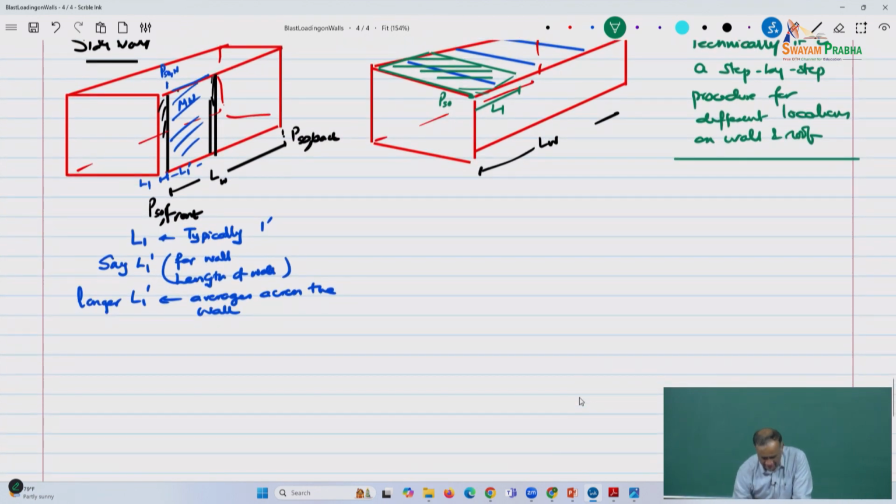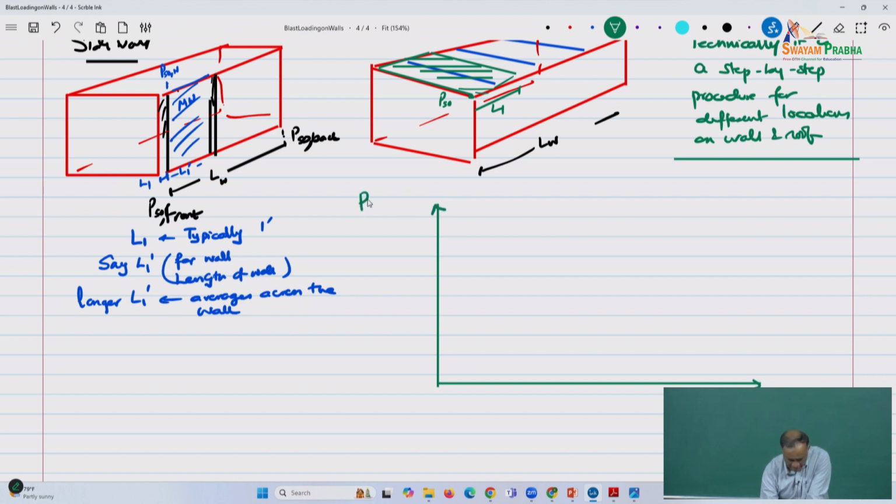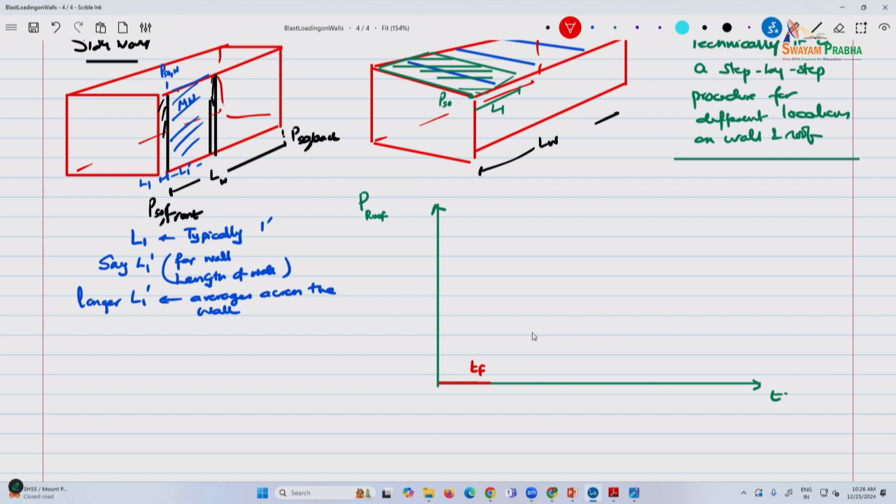But the loading curve is a little different. So if it is P versus T, now let's say this is roof. Depending on where you are, let's say this is TF, and there is an increase rise time and then there is a drop time, and then it continues.